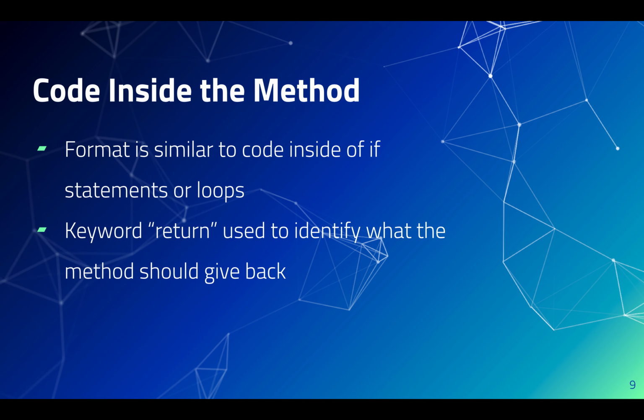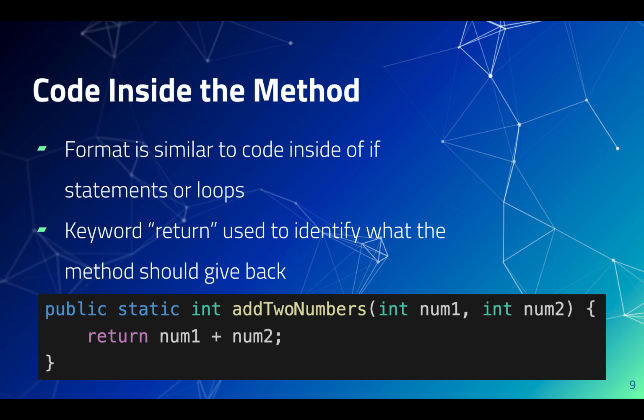Now we have the code inside the method, which is the code that we want to execute. The format is similar to the code inside an if statement or a loop. You put the code inside curly braces and then you indent it. I mentioned return type earlier. In your code, you need to return a value identified by the keyword return. You'll see an example of how this works next.